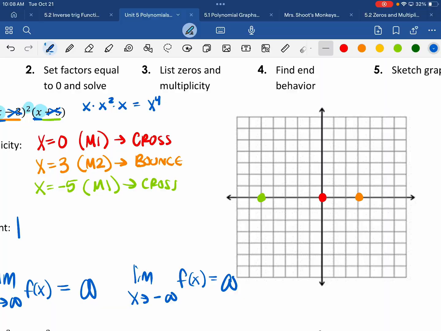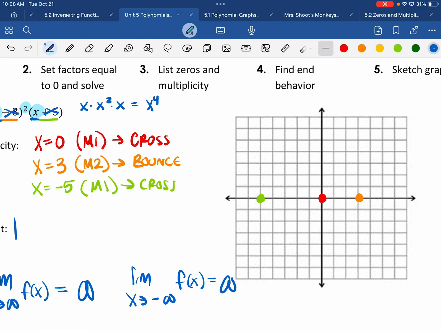All right, so over here on my graph, I know that my end behavior is going up. So I know from this 0, we're going to go up, and then from this 0, we're going to go up. So the ends of my graph are going up.